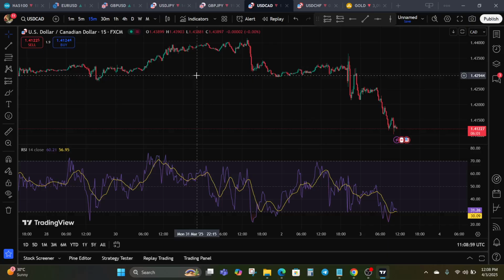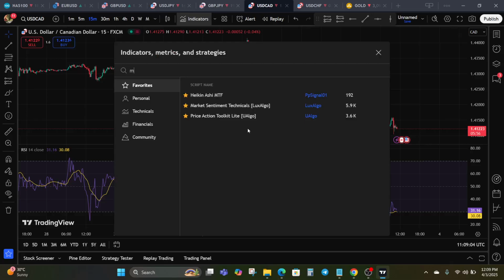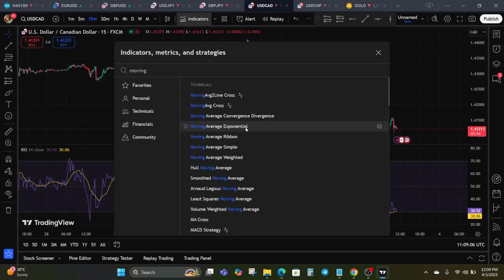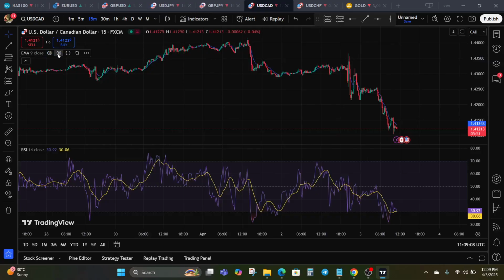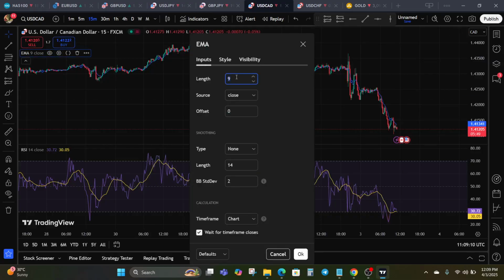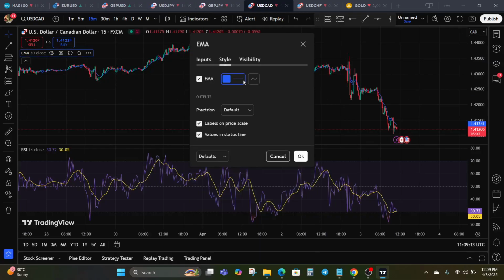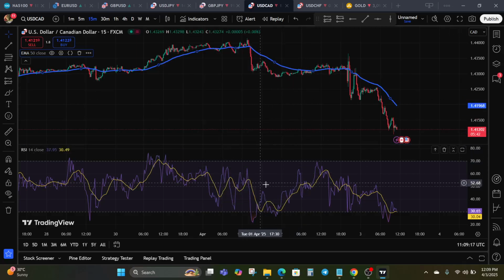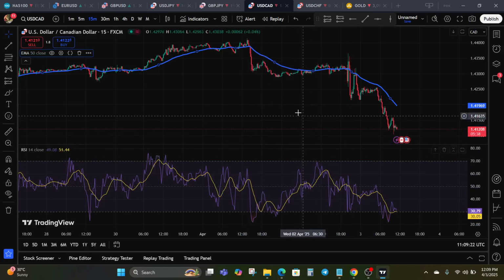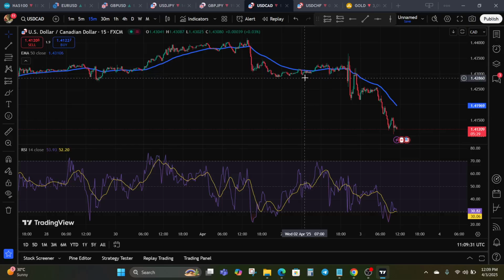So we're going to be using the RSI alongside the 50 EMA. We're going to be adding the 50 EMA to the chart. Exponential moving average, set the period to 50. So the RSI helps confirm overbought and oversold conditions, while the 50 EMA confirms the trend direction.